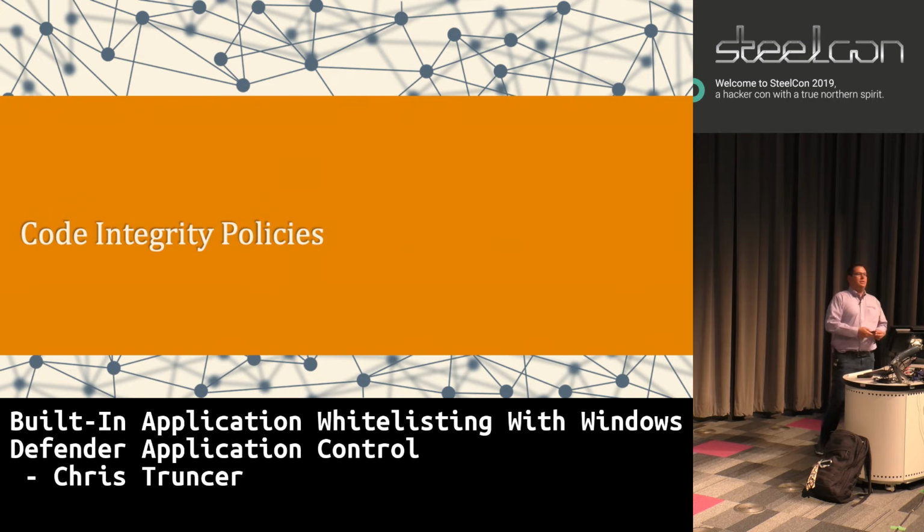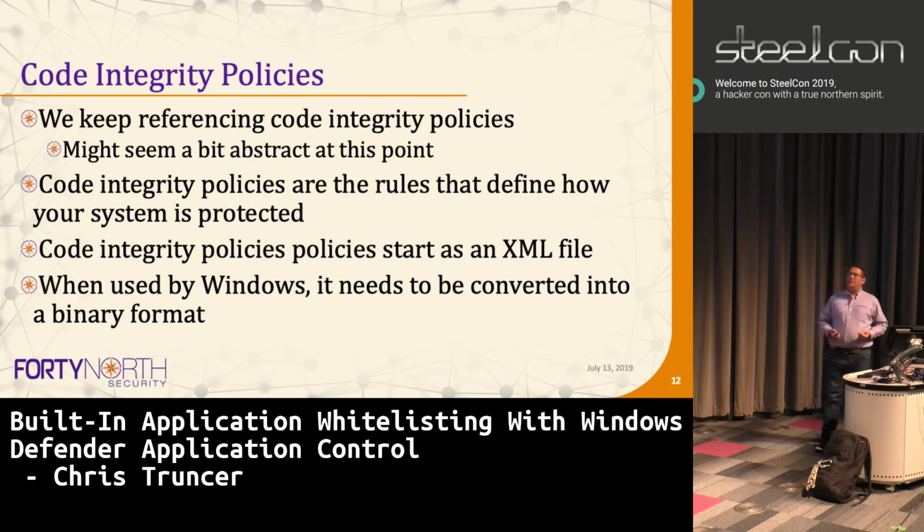All right, so I mentioned code integrity policies a couple times. I know it's a little abstract. I'm about to show you an image of what these look like. The big thing is that code integrity policies, like I mentioned, are the rules that are actually enforced in your environment. So you can build your set of rules, or your code integrity policy, on a system, and we'll talk about a couple different techniques to do so, and then deploy it within your environment.